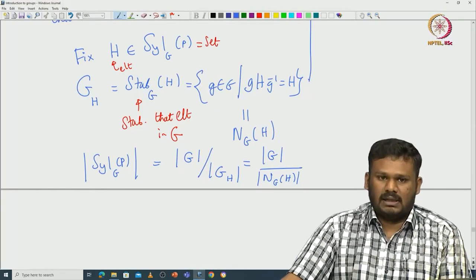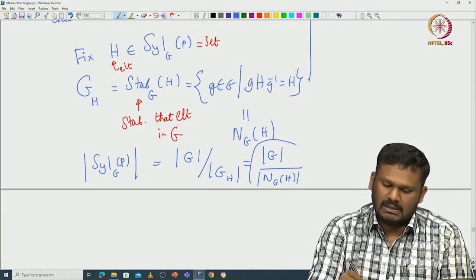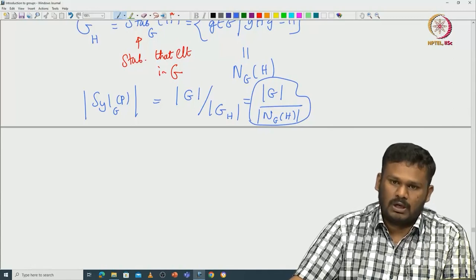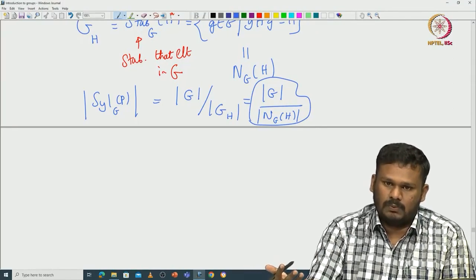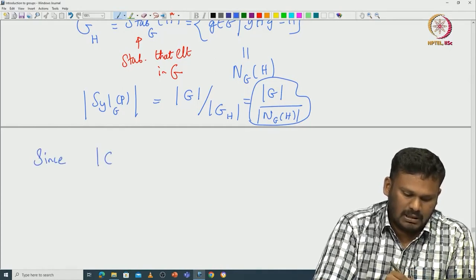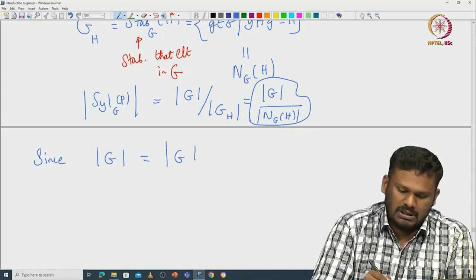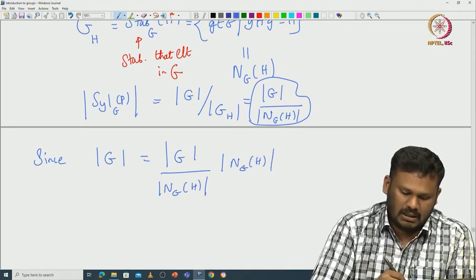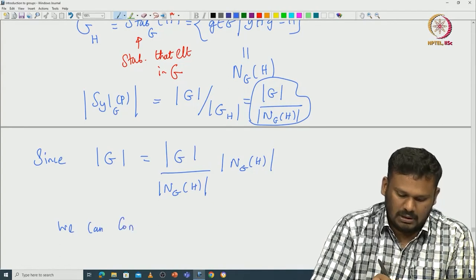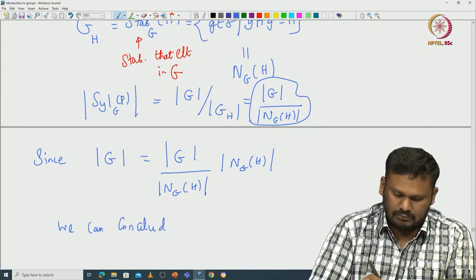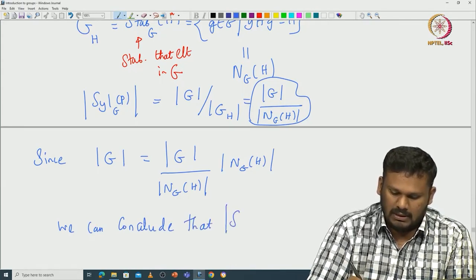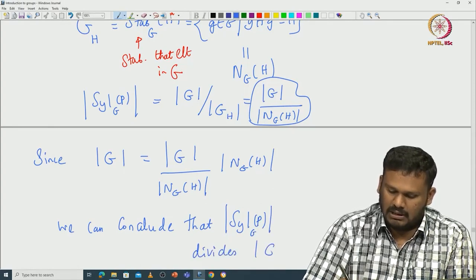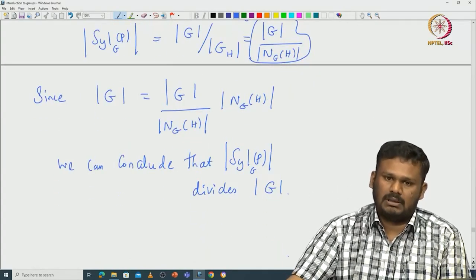So what is our takeaway from this? This is the index of some subgroup of G. But any index of a subgroup also divides the cardinality of the original group. Since the cardinality of G equals the cardinality of G divided by the cardinality of N_G(H), times the cardinality of N_G(H), we can conclude that the cardinality of the Sylow P subgroups divides the cardinality of G. It's a very, very important conclusion.